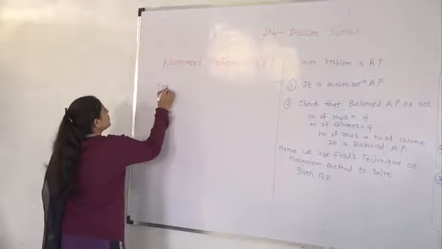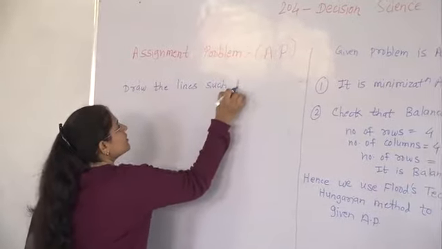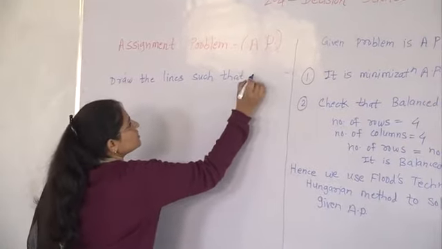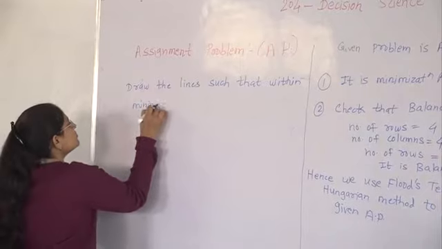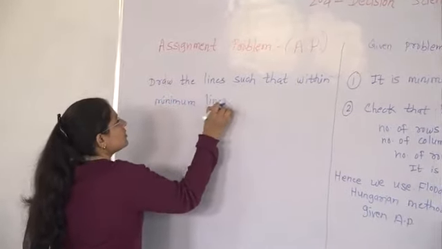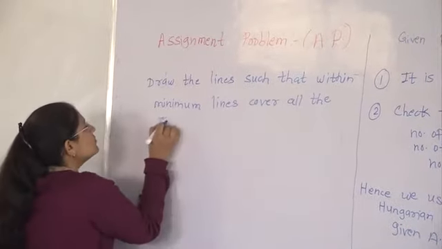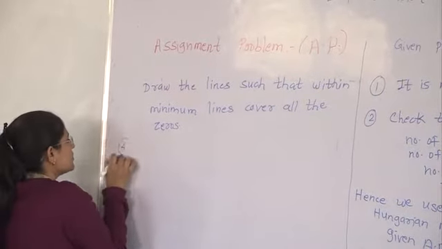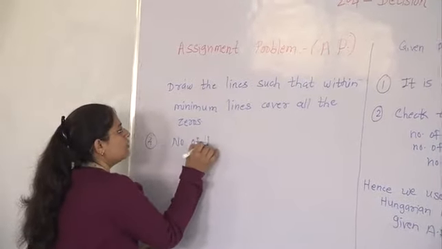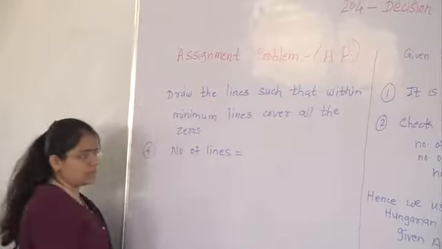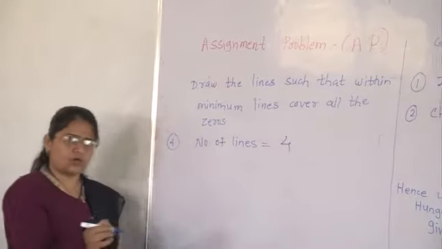Third step is to draw the lines such that within minimum lines you cover all the zeros. Okay, yes. Fourth step, count the number of lines. How many lines? 4. You require 4 lines to cover all the 0s.